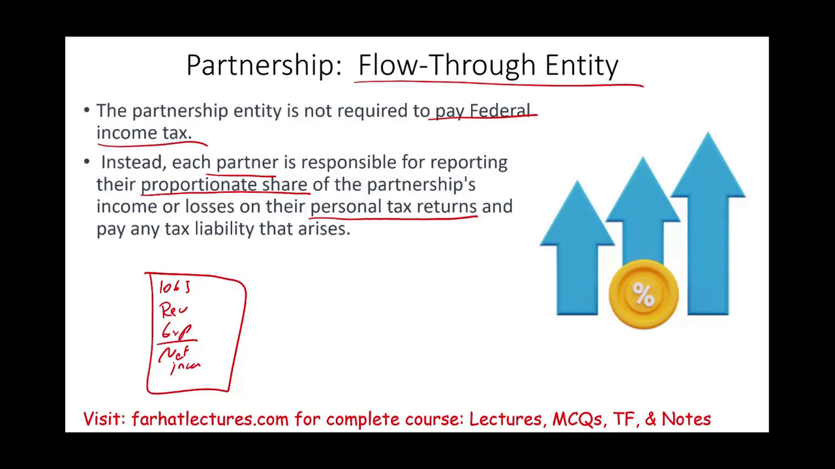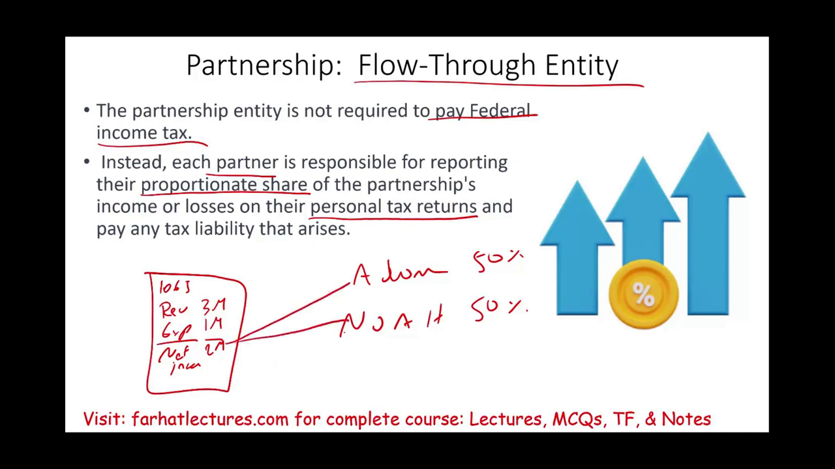Let's assume this partnership will have two partners, Adam and Noah. And for simplicity, assuming 50% ownership. Now, let's assume the revenue is $3 million. Expenses were $1 million. So net income is $2 million for this company. Well, if that's the case, of that $2 million, $1 million goes to Noah, $1 million goes to Adam, and they pay taxes on that income. So the partnership itself, no taxes, but the partners, Adam and Noah, will pay the taxes.